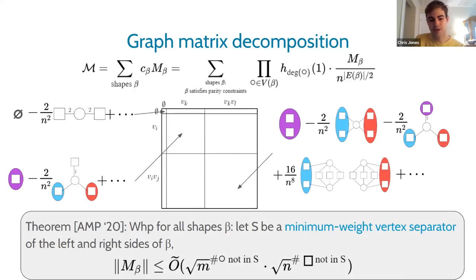One of the key facts about graph matrices that makes them useful to work with is that their norms are very easy to, well, not easy, but they can be understood. You don't have to read this theorem statement, but what it says is that the norm of any M sub beta is determined by some combinatorial properties of the graph beta. So just by looking at the shape, you can estimate the norm of a graph matrix.